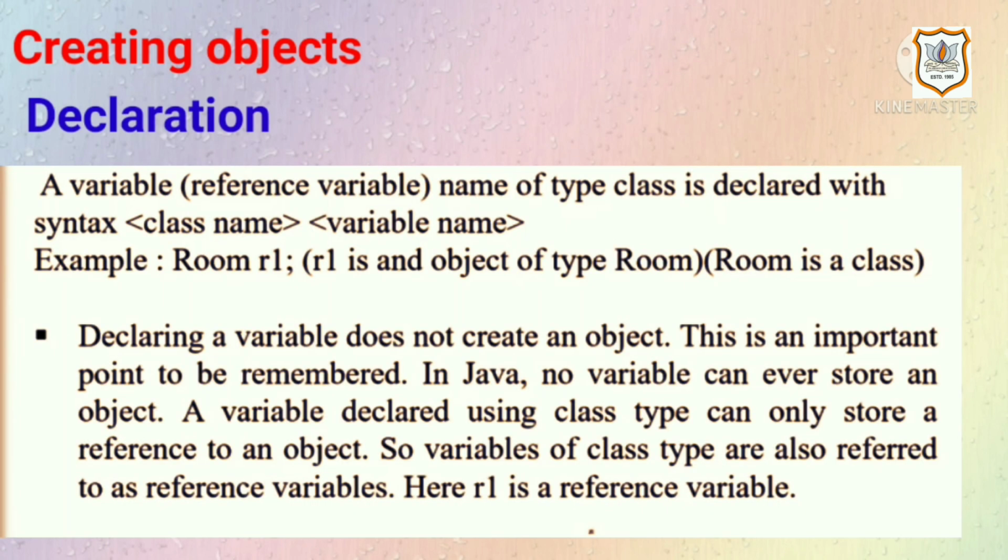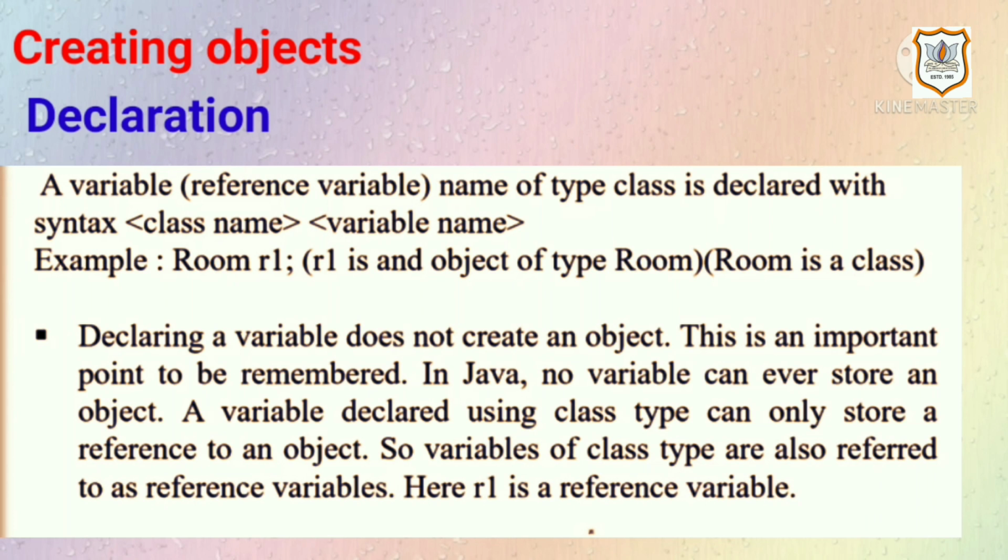Next one is creating objects. Creating an object from a class requires the following steps. First one, declaration. A variable name of a type class is declared with the syntax: class name, variable name. To declare an object of class Room: Room R1; R1 is an object of type Room and Room is a class.